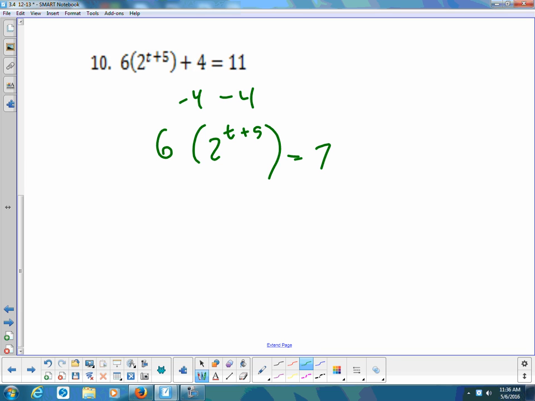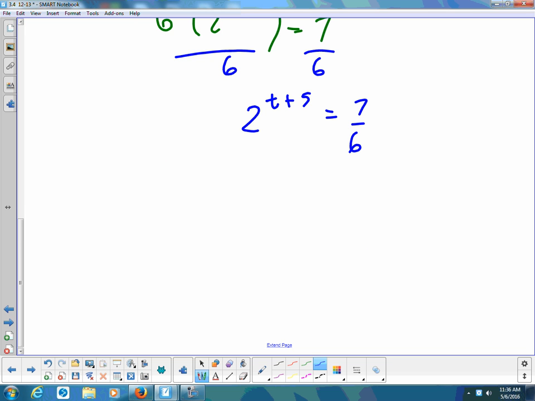Next step, Matthew. Divide by 6. All right, dividing by 6, I got 2 to the t plus 5 equals 7/6. Next step, Matthew. I think we should put it in logarithmic form. All right, what's it going to look like? It's going to be log to the base 2 of 7/6 equals t plus 5.